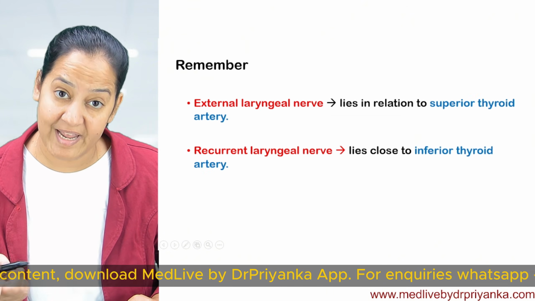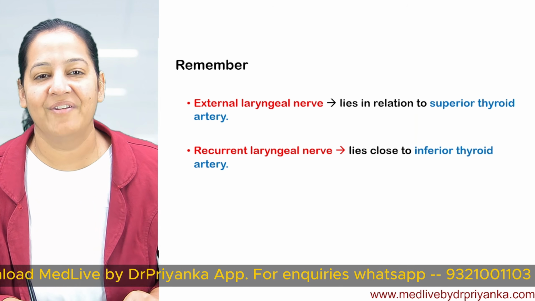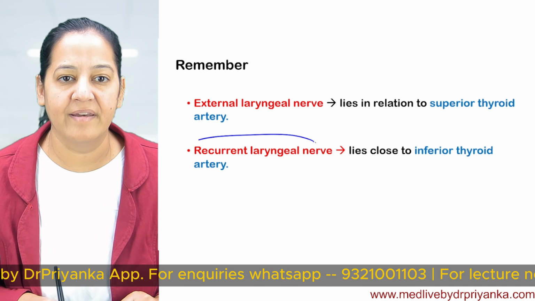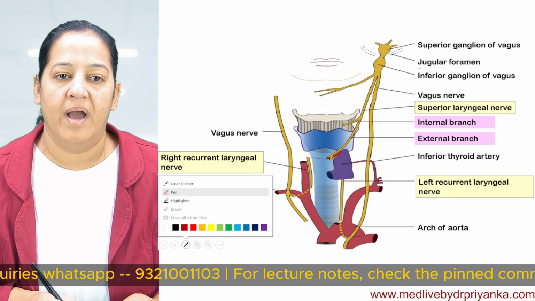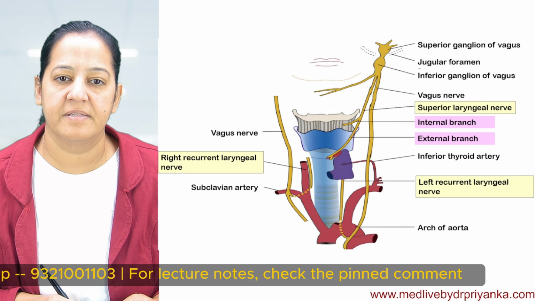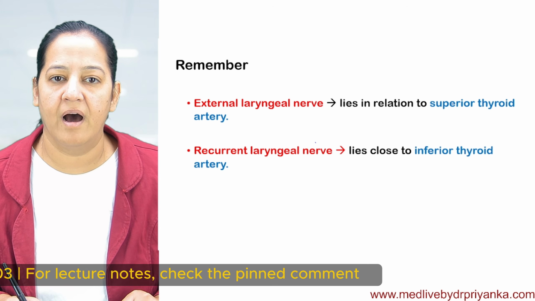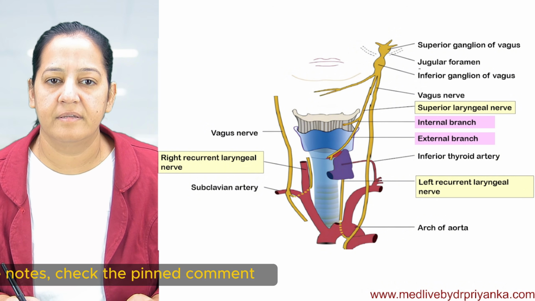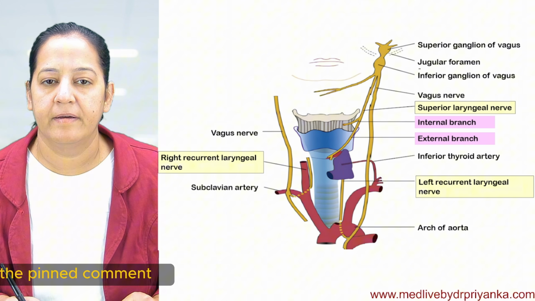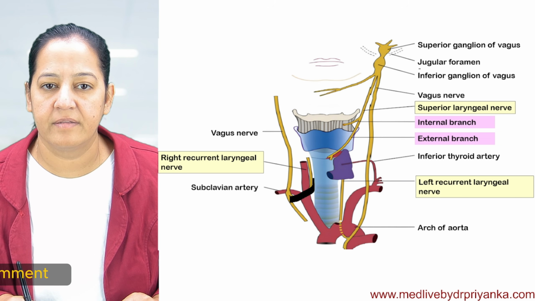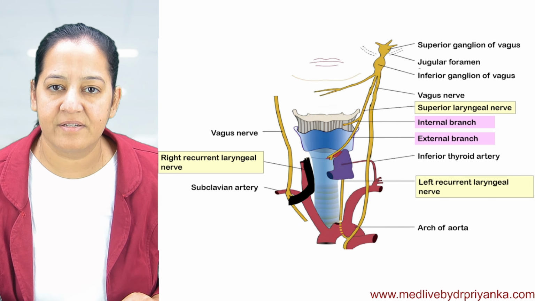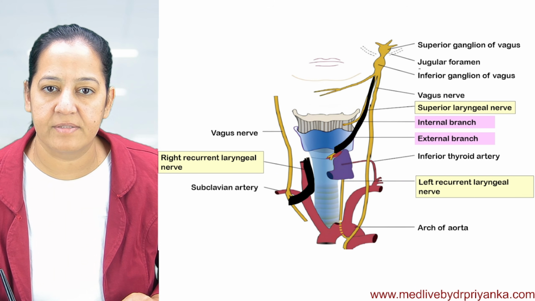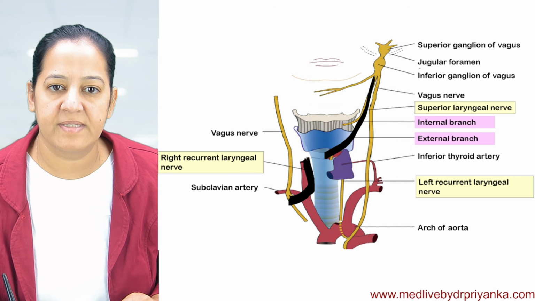One more thing on which MCQs frequently come, especially in the surgery exam. Where is RLN and where is SLN? Please highlight RLN in this diagram. Here is the RLN, this one. You can see the right RLN. And where is the SLN? External SLN: this one is the SLN and this one is the external branch. This is internal, this one is external.